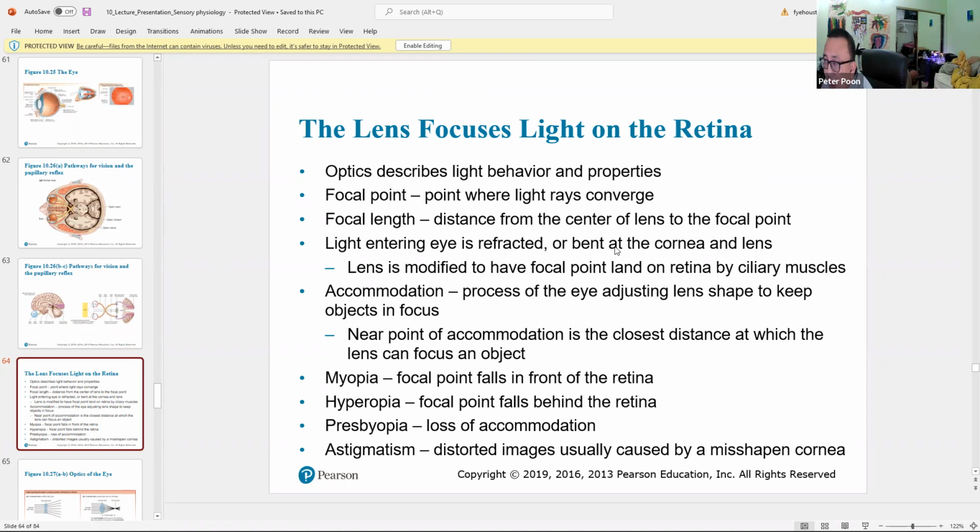When light enters the eye, it is refracted by the cornea and lens. The lens is modified to focus the image on the retina by the ciliary muscles. So the point of the lens is to change the focal point so it lands on the retina no matter where you're looking. That process of changing the lens is called accommodation.